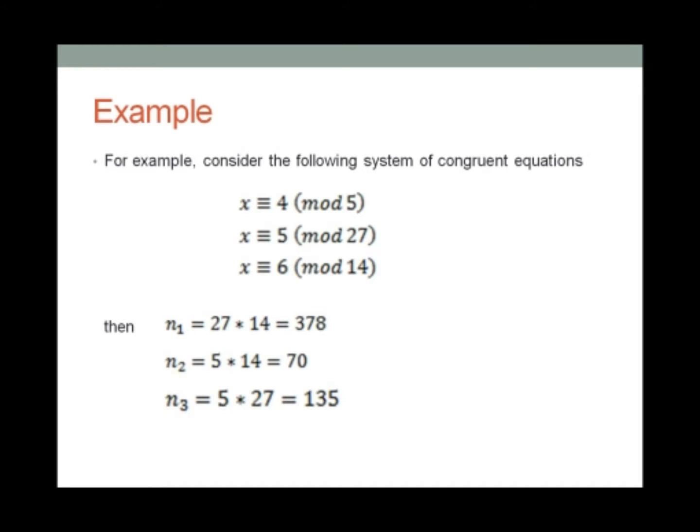To find N1, simply take the big M, which is the multiplication of all the modular numbers 5, 27 and 14, and then divide it by each equation's modular number as above. Then repeat to find N2 and N3. As can be seen, M1 and N1, which are 5 and 378 respectively, are co-prime. So are M2 and N2, M3 and N3.